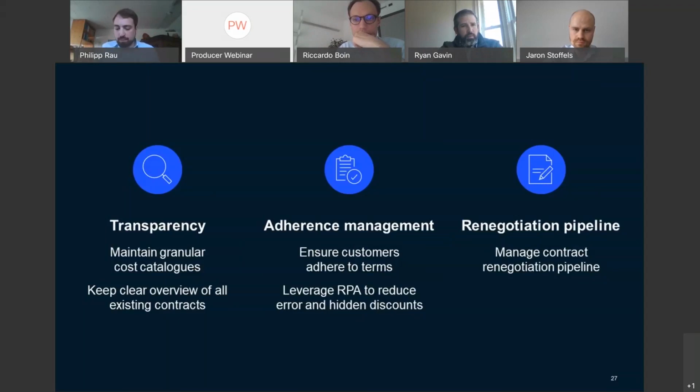And finally, the third step, renegotiation pipeline, essentially simply means that we're making sure that it's always clear what is up for renegotiation to adjust and address proactively rather than reactively going into discussion with customers.